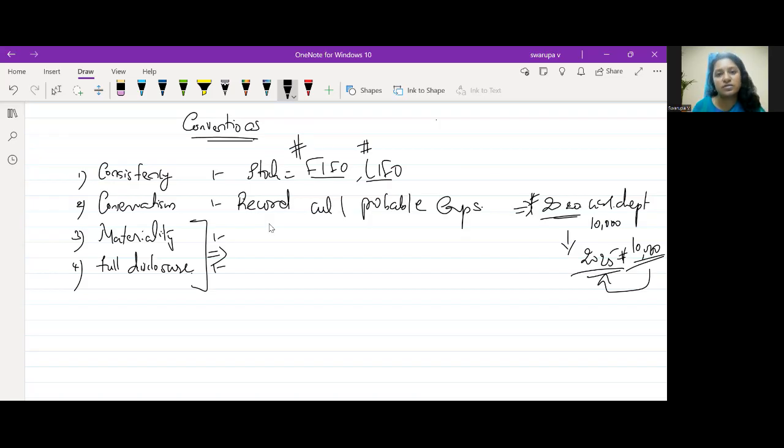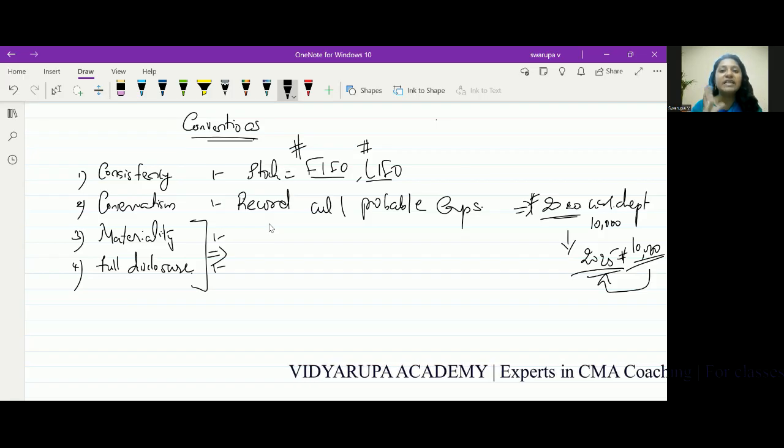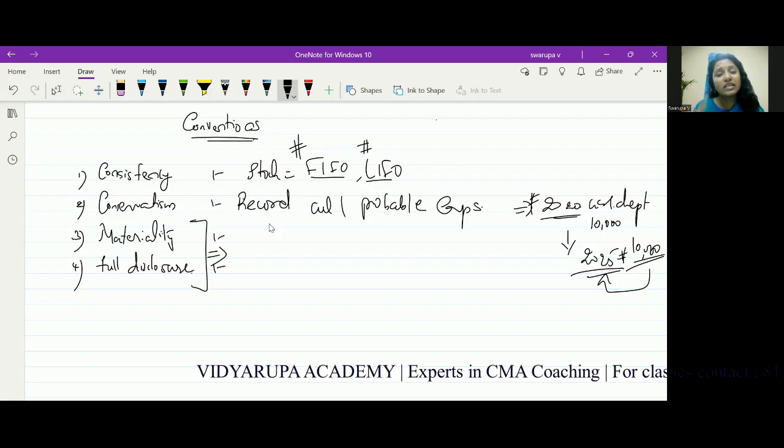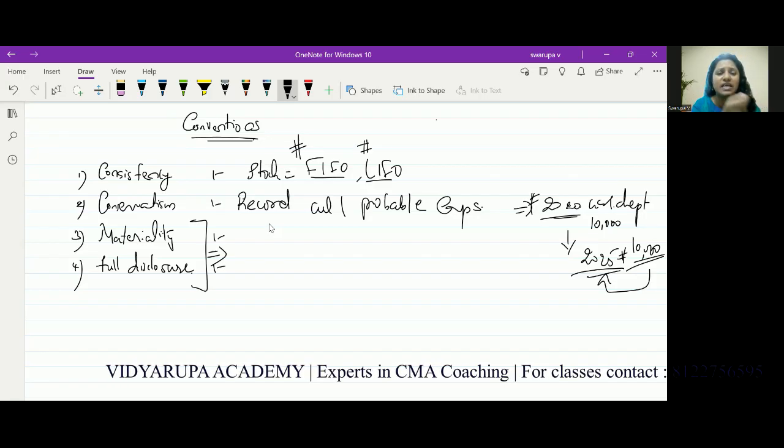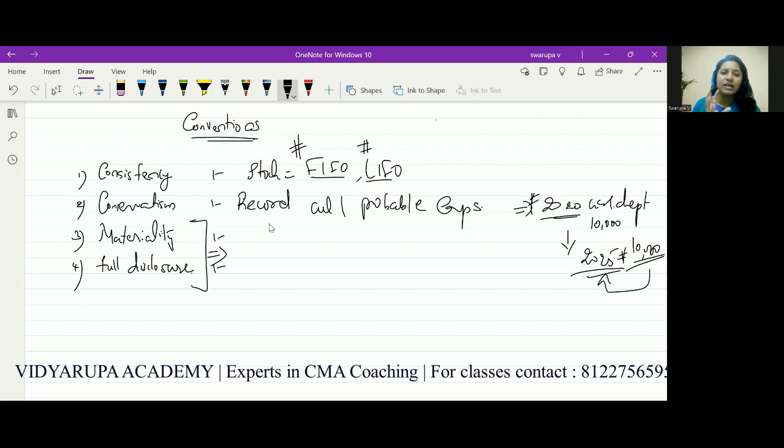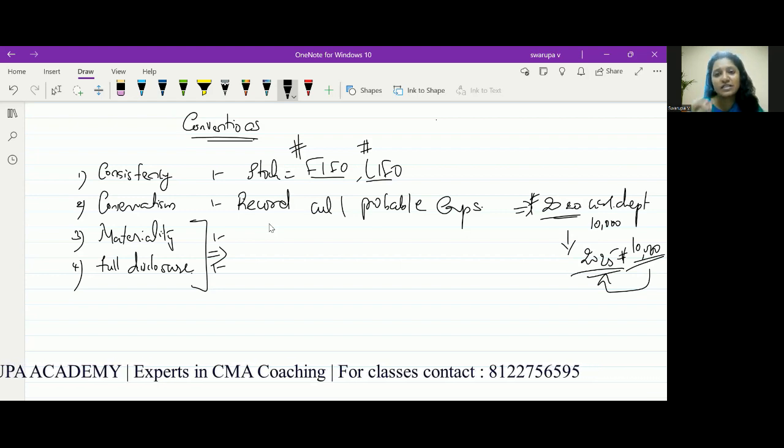We have to disclose any fact that will impact the decision making of a third party. That is full disclosure. Okay, materiality means material information. It is not about every 1 rupee 5 paise, 2 paise, 3 paise. The material information is what should be disclosed.